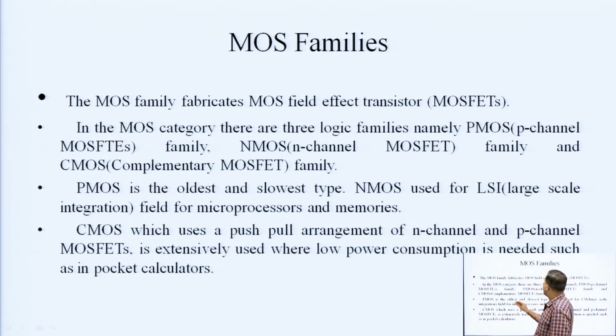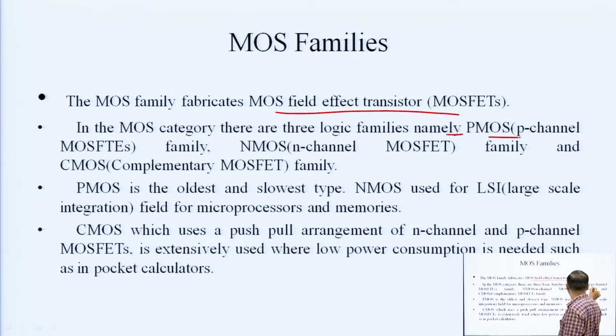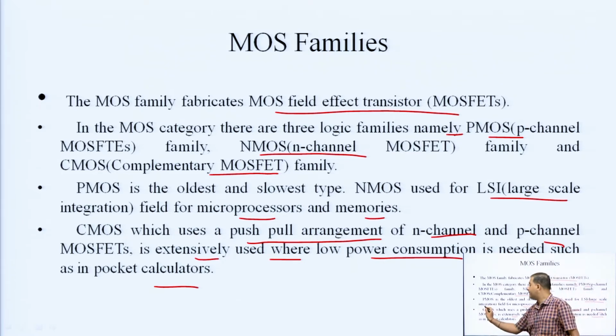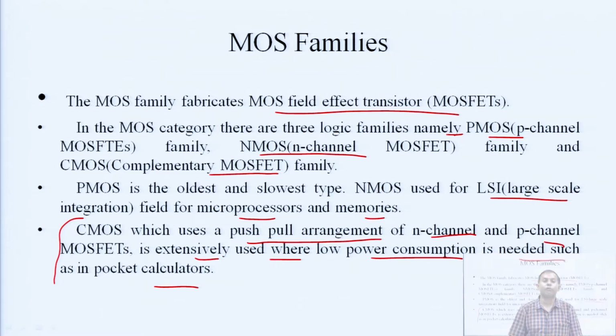Next, MOS families. The MOS family is fabricated using metal oxide semiconductor field effect transistors. In the MOS category there are three logic families, namely PMOS, P channel MOSFET, NMOS, N channel MOSFET, and CMOS, complementary MOSFET. PMOS is the oldest and slowest type. NMOS is used for large scale integration in the field of microprocessors and memories. CMOS, which uses a push pull arrangement of N channel and P channel MOSFETs, is extensively used where low power consumption is needed, such as in pocket calculators. This is very important: where we need low power consumption, CMOS is very effective.